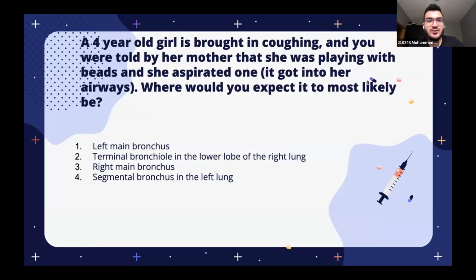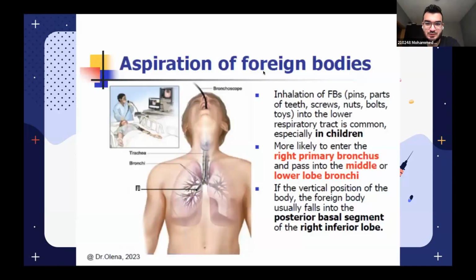Fourth question. A four-year-old girl is brought in coughing and you were told by her mother that she was playing with beads and she aspirated one of them. So she inhaled one of them. Where would you expect to find it? So who can tell me why this is the answer? Yes, perfect. So you relate it to the first question that I had. The right main bronchus is shorter, wider, and more vertical, so it's more prone to stuff getting stuck inside it. Perfect. All clear? Amazing. Okay. Next question.